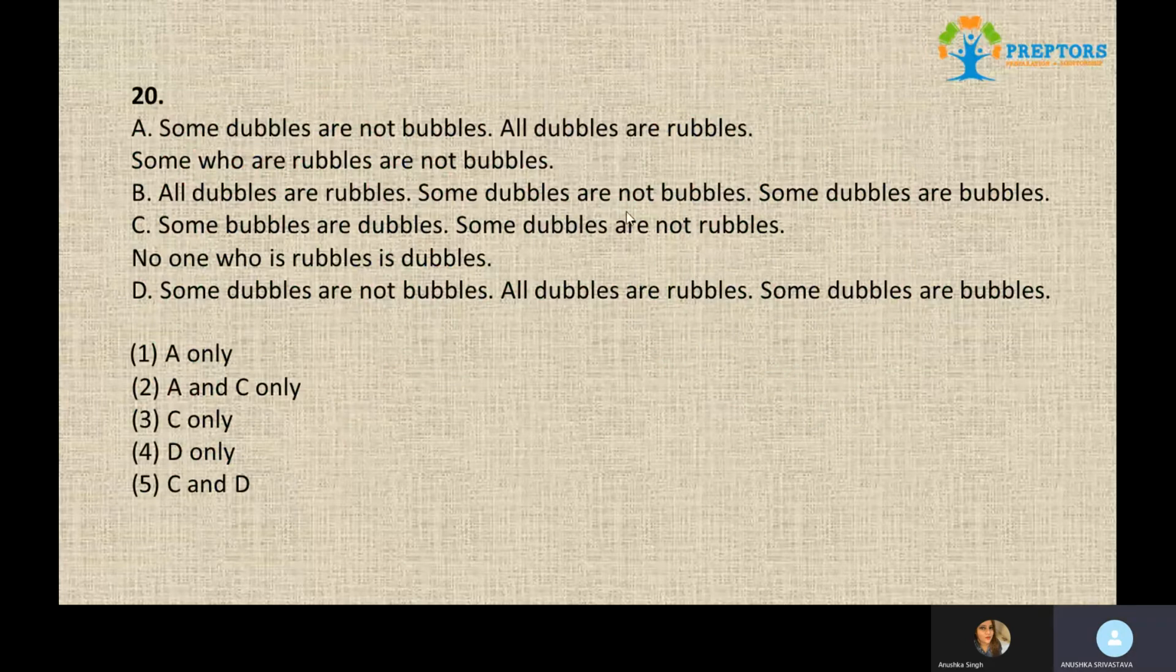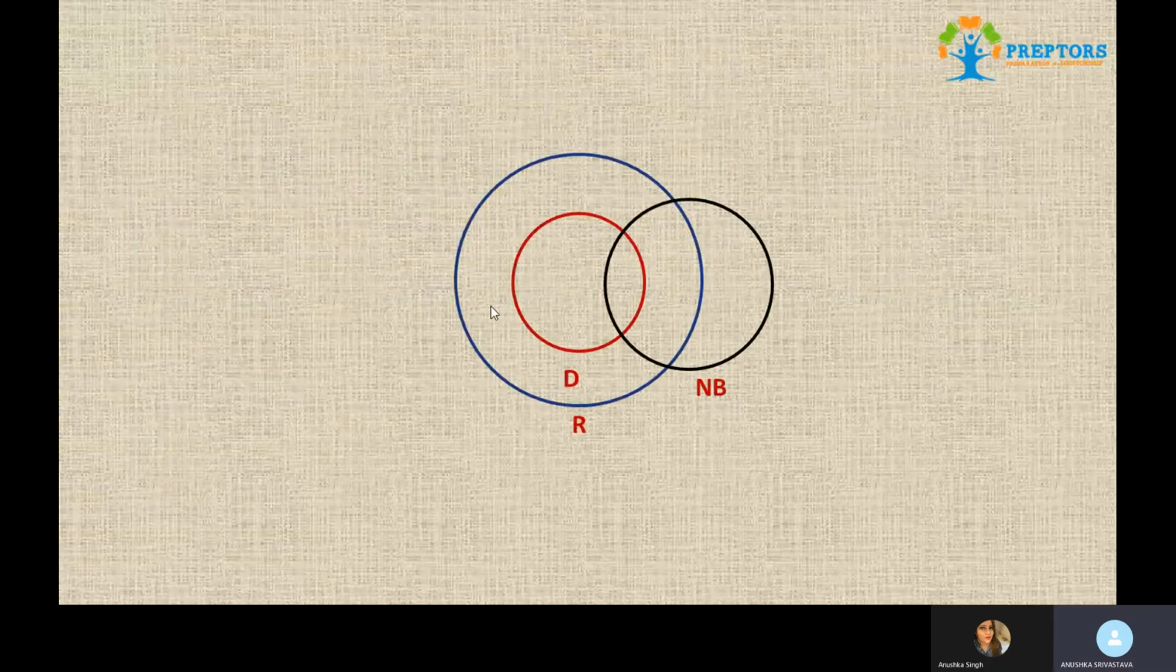If you look at the 20th one, again you have doubles, bubbles, and if you get confused, you can replace it with x and y. But make sure to name the same elements as x, y, and z respectively. So you would see that the answer is A only, because in all B, C, and D, the middle term, which is doubles, has been repeated in the conclusion. So this is how your diagram would be.